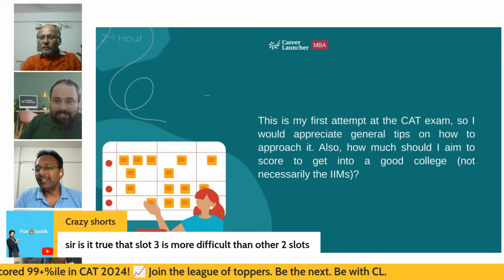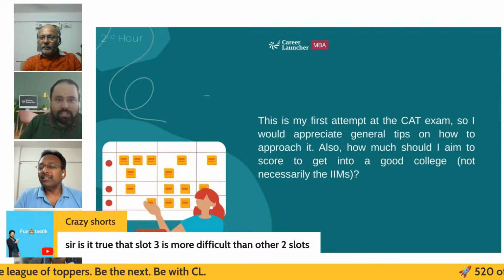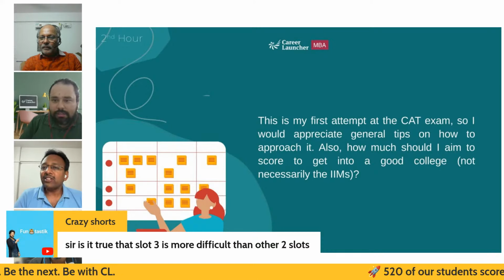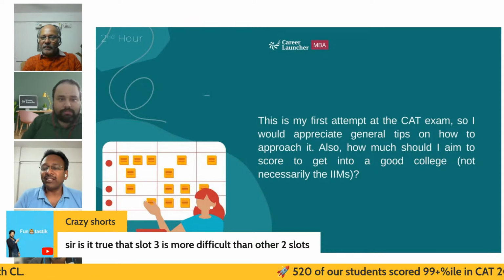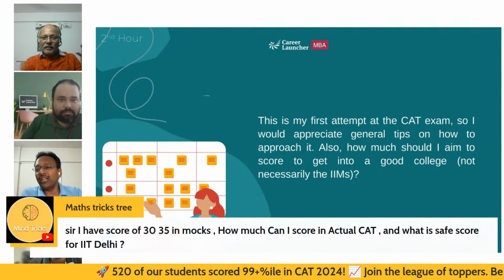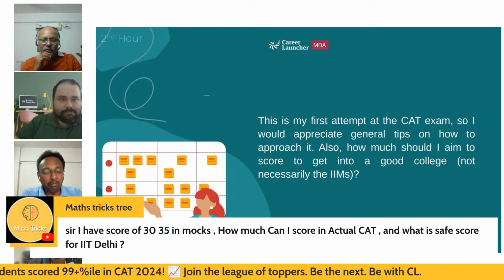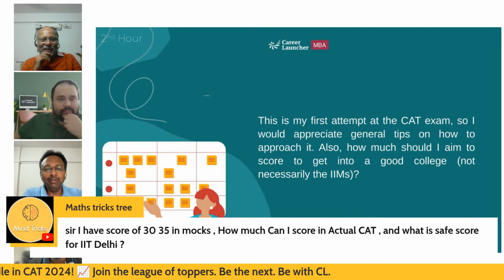Yeah, perfect. Okay, I'm seeing a couple more questions. Sir, I have scored 30 to 35. How much can I expect in the actual CAT? You will get about that much, I can say that.